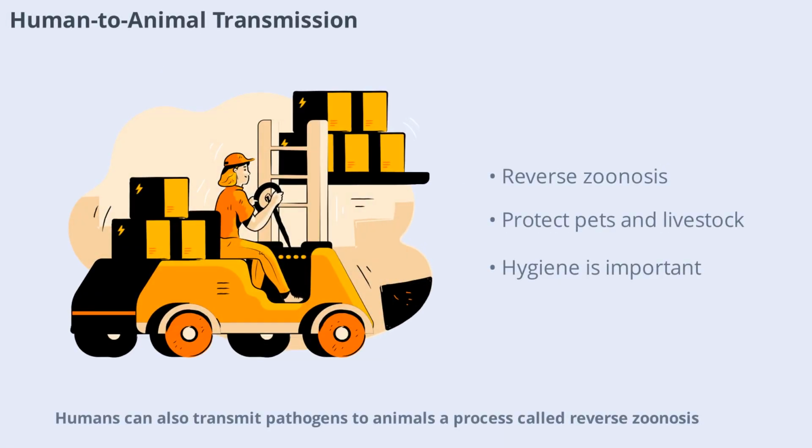Humans can also transmit pathogens to animals, a process called reverse zoonosis. This can affect pets, livestock, and wildlife. Practicing good hygiene and limiting contact when sick helps protect animals from human-borne diseases.